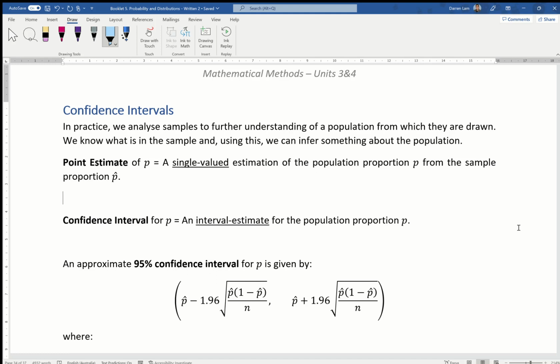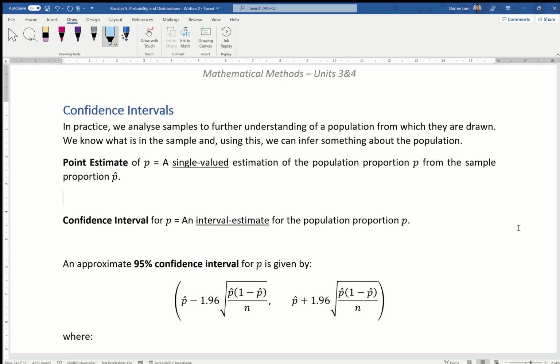In practice, we analyze samples to further understanding of a population from which they are drawn. We know what is in a sample, and using that we can infer something about the population. Using the information about the sample, we can see whether it would be an accurate estimation of the larger population. A point estimate of P is a single valued estimation of the population proportion P from the sample proportion. So it's a single value, that's it. A point estimate, just like the name implies.